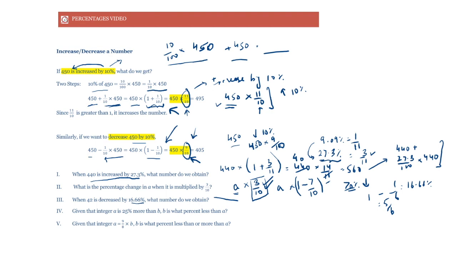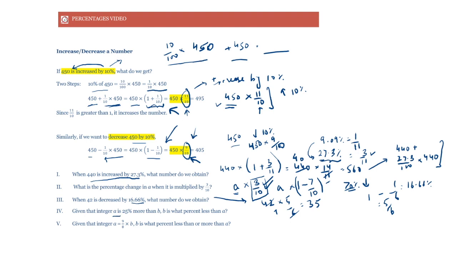What number do we obtain? We'll simply obtain it by multiplying 42 by 5 by 6, which is equal to, again, look at how simple this calculation becomes. It becomes 35. Otherwise, calculating with 16.66% would be so much harder.